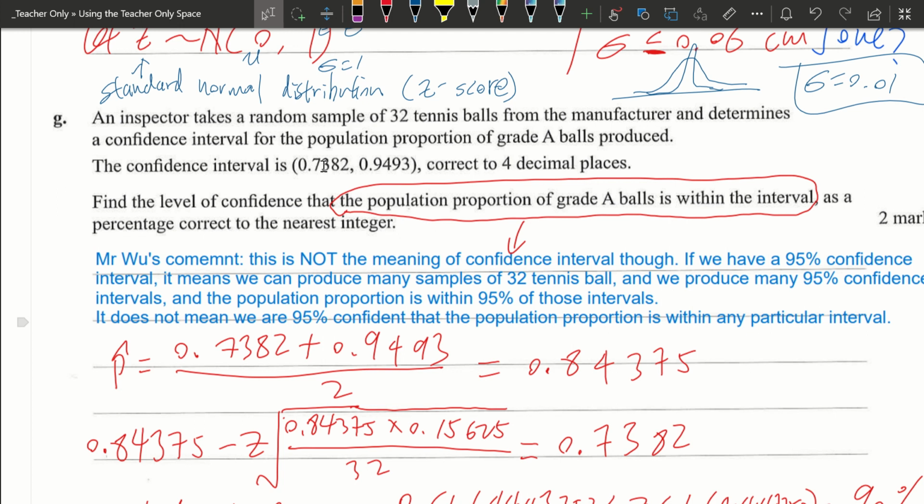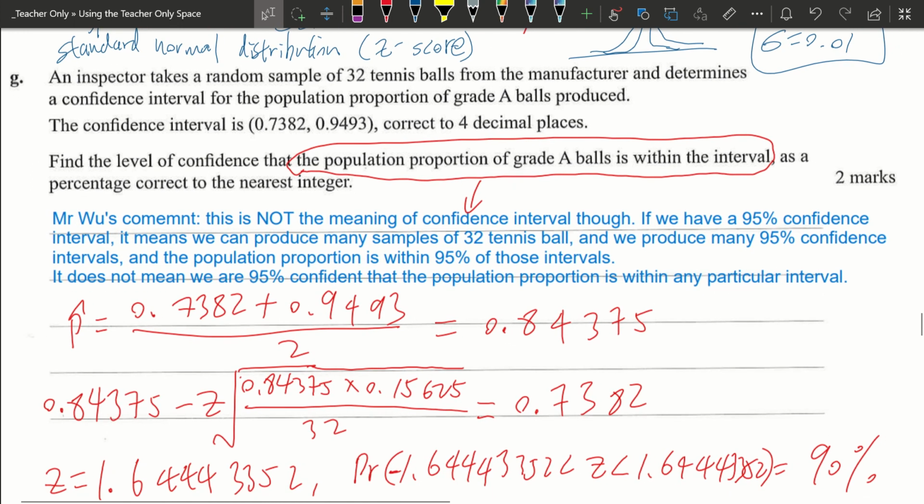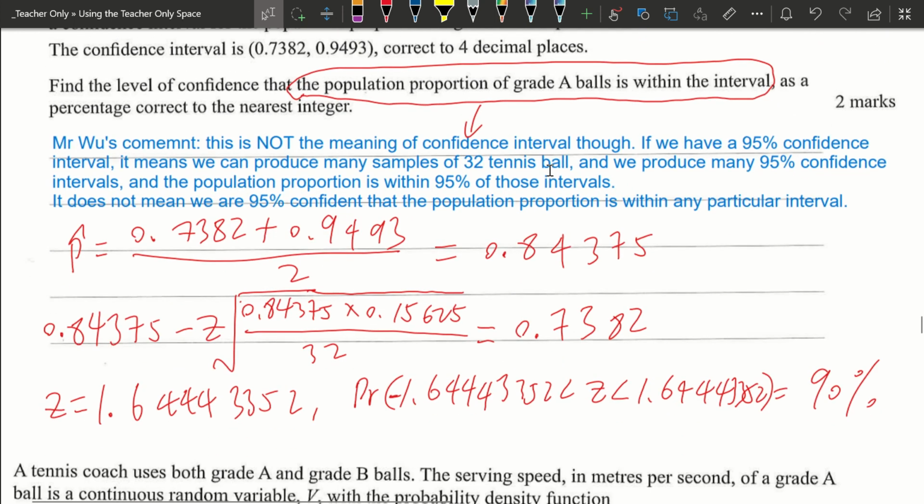So that's what confidence interval means. So this sentence is a misconception of confidence interval, although it doesn't affect the doing of the question. I mean, in a practical sense, how to do this question, it isn't really affected by the sentence, the misconception here, but it is nonetheless a misconception of confidence interval.